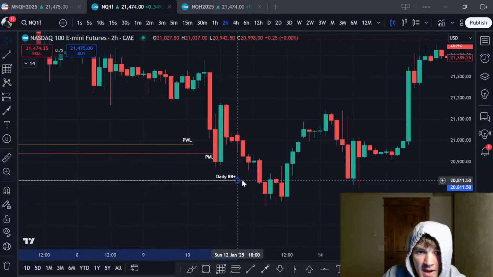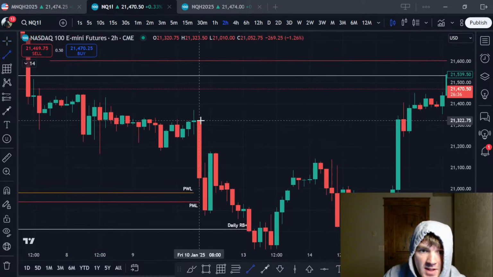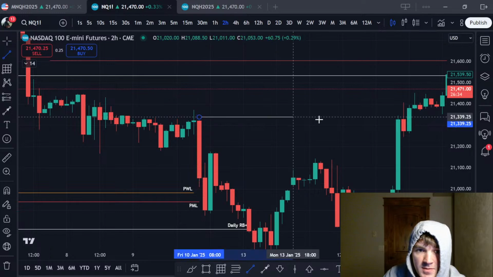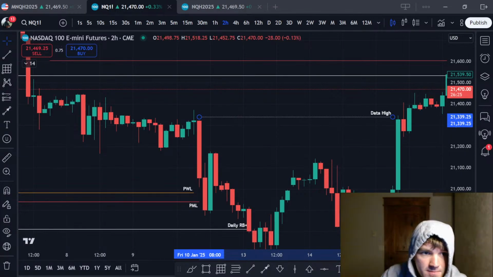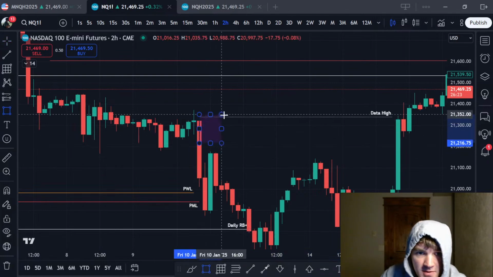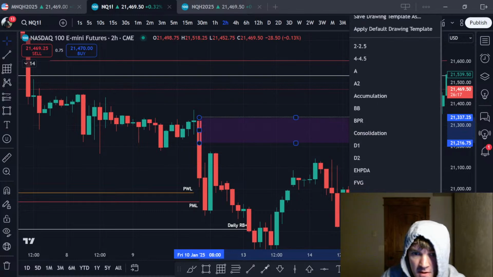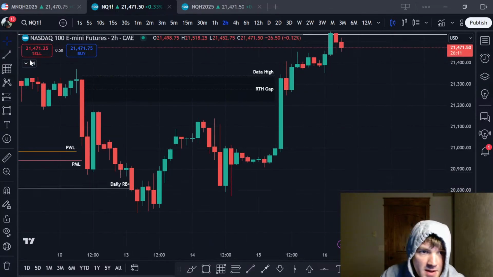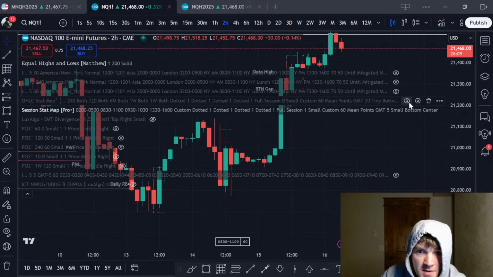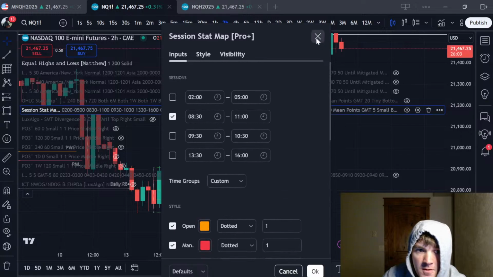From here we had that data high, it was in here somewhere. And then there was the regular trading hours gap, which was a draw on liquidity. And we had weekly stat map levels as well. That's the session stat map.